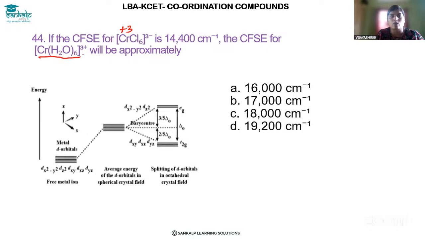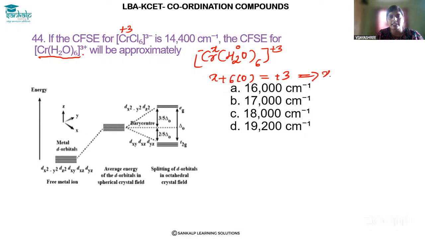Now calculate the oxidation state of chromium in the water complex. It will be Cr(H2O)6 3+. Let the oxidation state of chromium be X. Water is a neutral ligand, therefore the charge on water is 0. Therefore, X plus 6 into 0 equals +3, which implies X equals +3. Therefore, here also the oxidation state is +3.